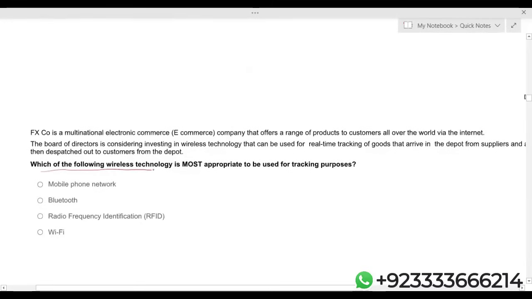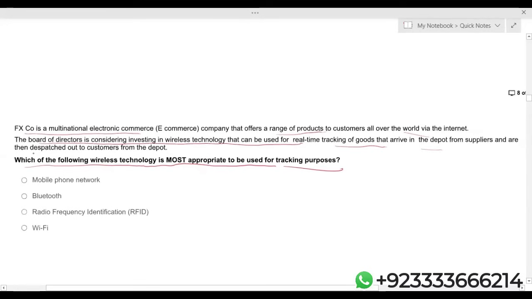Which of the following wireless technologies is most appropriate to be used for tracking purposes? FX company is a multinational e-commerce company that offers a range of products to consumers all over the world via the internet. The BOD is considering investing in wireless technology that can be used for real-time tracking of goods that arrive in the depot from suppliers and are dispatched out to customers from the depot. Mobile phone network, false. Bluetooth, false. It is actually radio frequency identification.